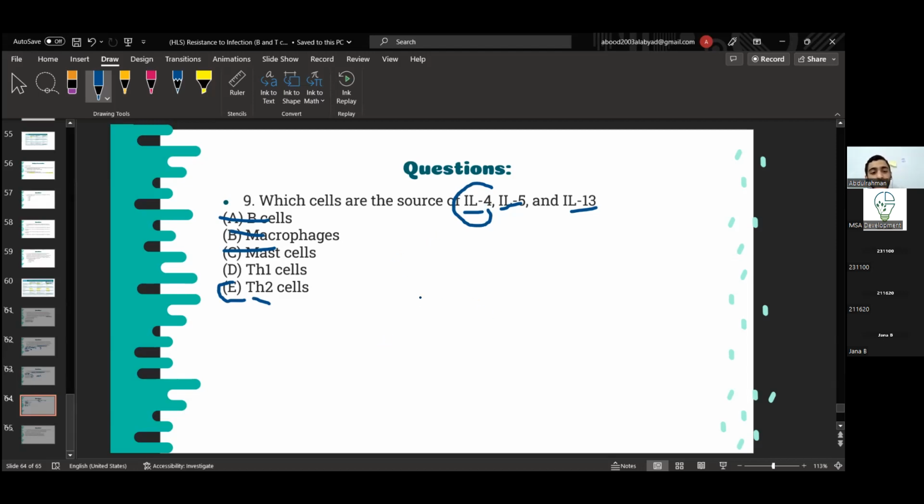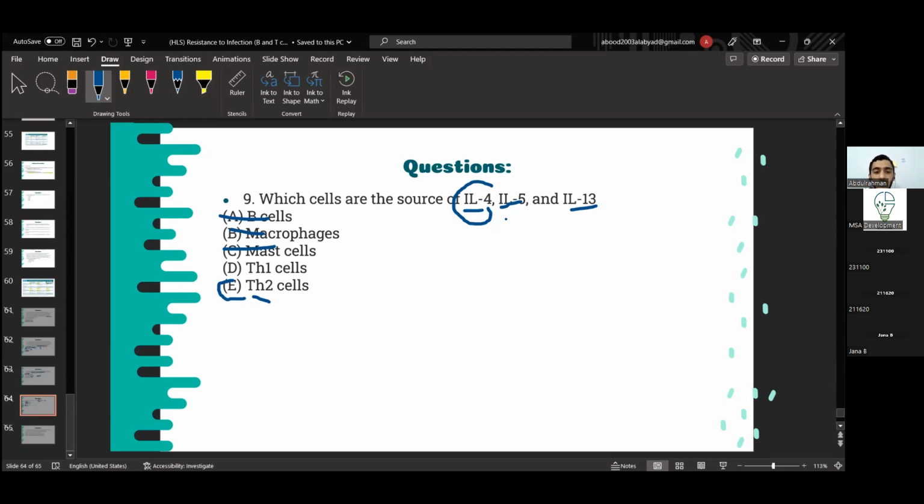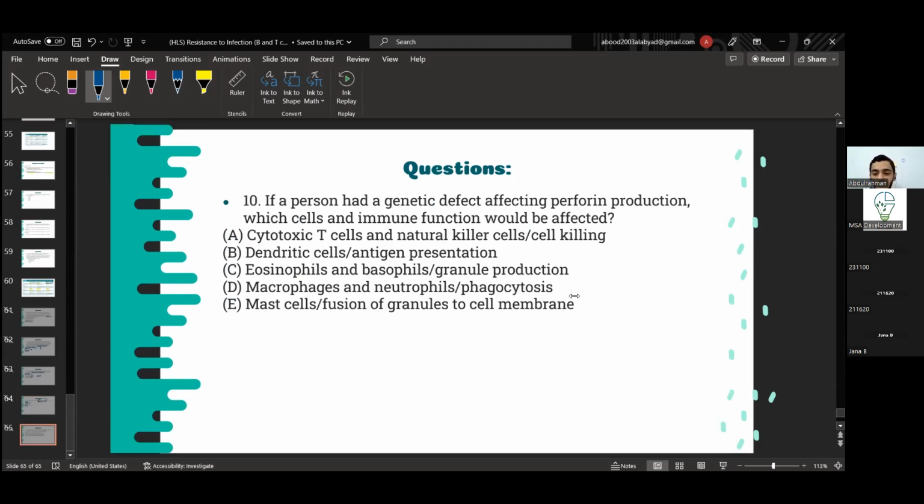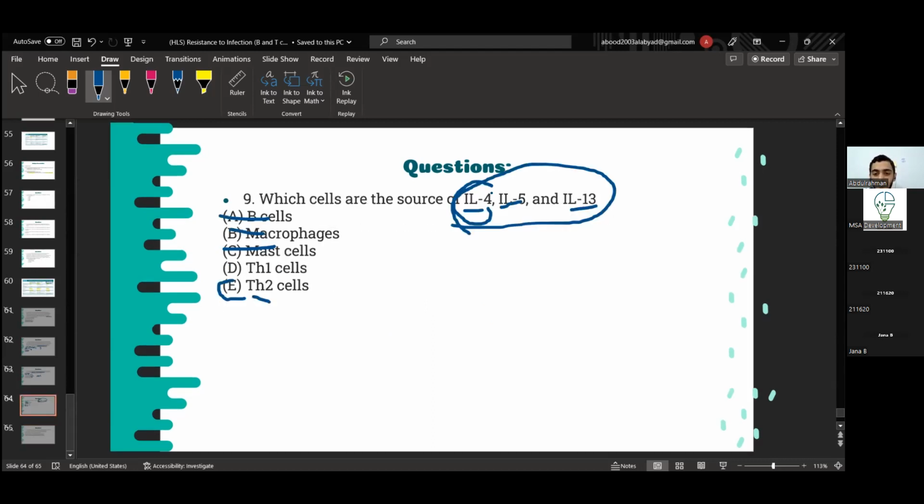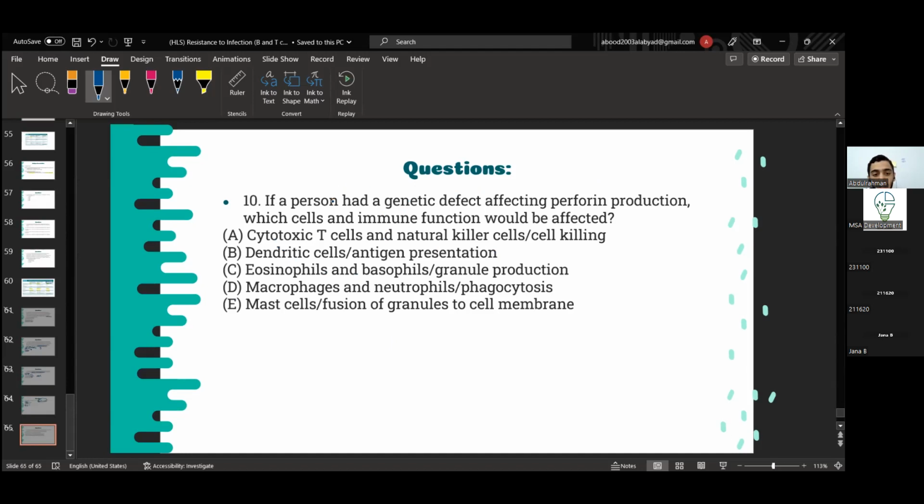Okay, no more follow-up questions. And what does it mediate? What is the result of this activation? Activating interleukin 4, 5, and 13 causes humoral immunity. Yep. Okay, this is the last question.